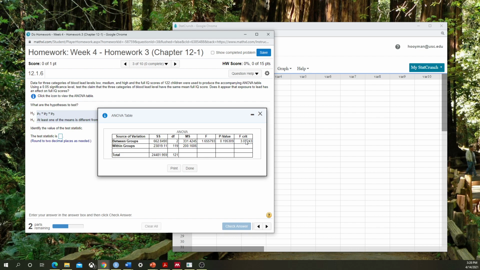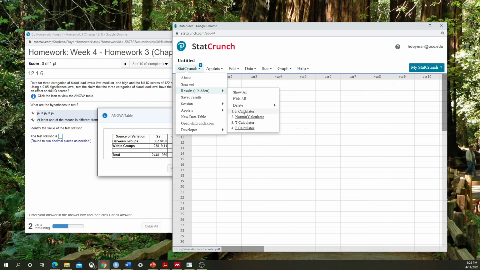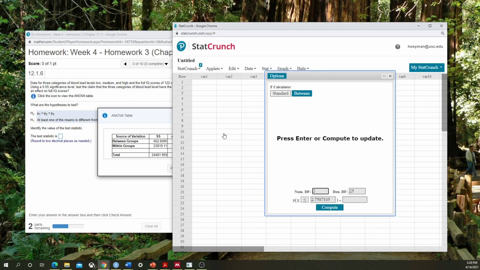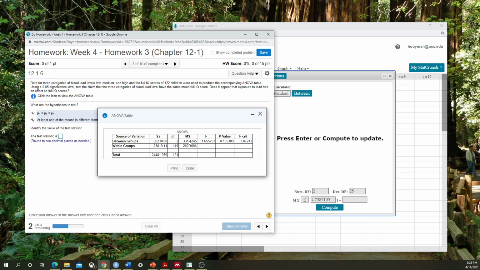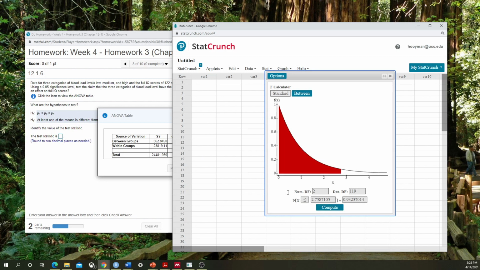F critical is the statistic you need to surpass in order to get a significant test. So let's see if we can do this by looking at the F calculator here. We know what the numerator is, which is 2. Okay, and we know that the denominator is 119. All right, so it's 3 groups, and there's a total of 122 children. Compute. Okay, so we're getting pretty close to that.